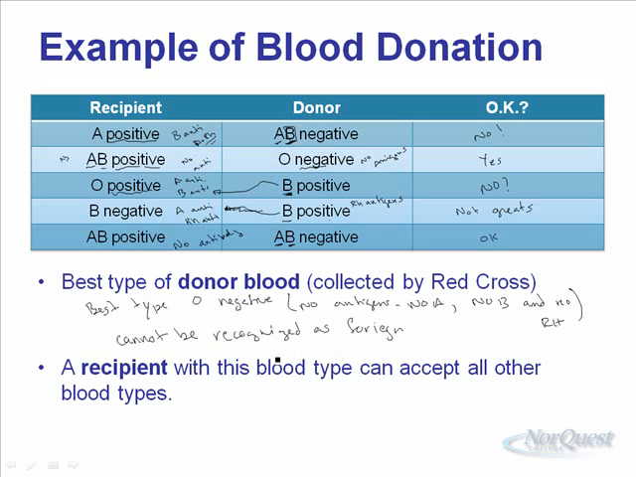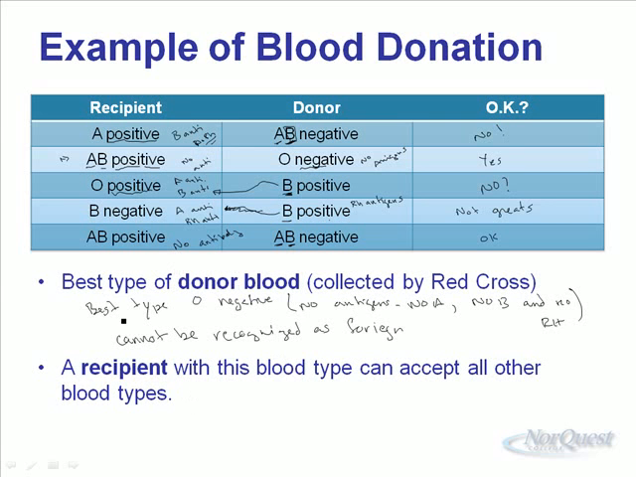And if it can't be recognized as foreign, there can't be any type of antibody reaction or immune response to try and get rid of that blood. So the best blood type to receive is type O. In the emergency room, if somebody's lost a lot of blood and comes in, and they don't know their blood type, type O is the blood they'll be given because it can't be rejected.